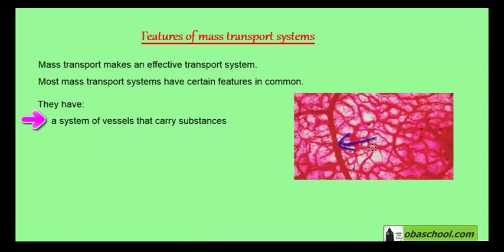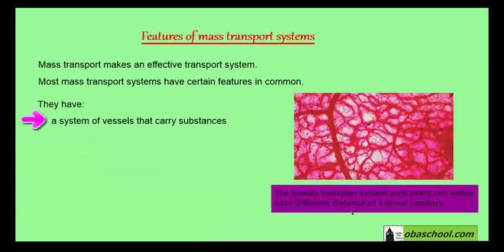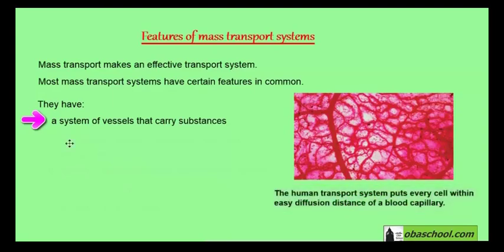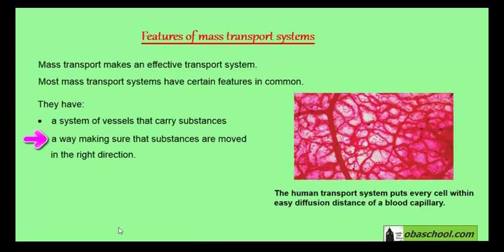And here we can see blood vessels. They branch around the cell, carrying useful substances through blood. The human transport system puts every cell within easy diffusion distance of a blood capillary. This means that the distances of these vessels are near to the cells so that the cells can be targeted for diffusion. Mass transport systems also have a way of making sure that substances are moved in the right direction.